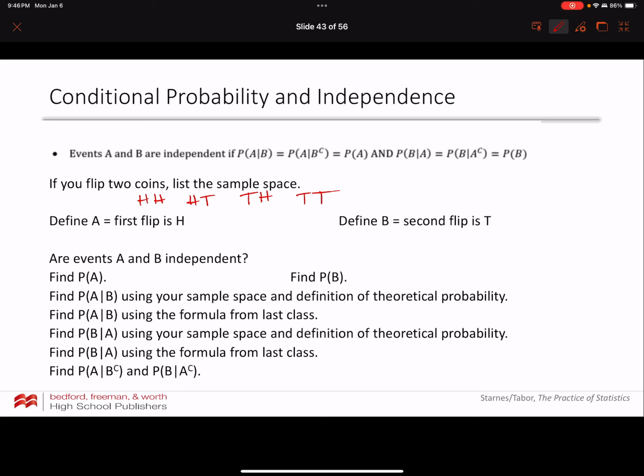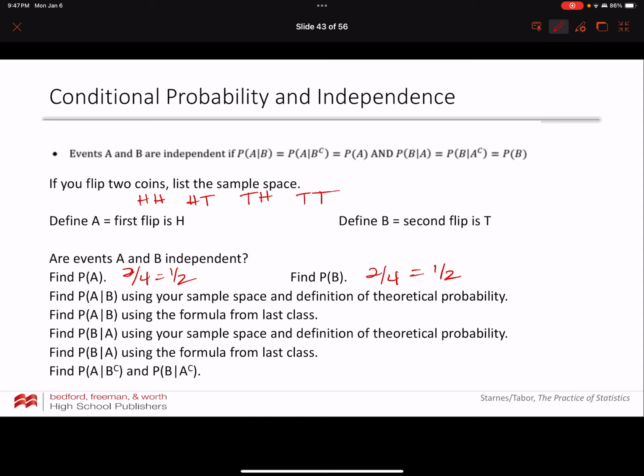So are these two events independent? Let's check. Again, I don't care what you think, right? We're going to do this mathematically. So find the probability of A. The probability of A would be from the sample space, the first flip is heads would be the first two possible outcomes, right? So it would be 2 out of 4, or in other words, a half. Find the probability of B that the second flip is tails. It would be the second outcome and the fourth outcome, right? So 2 out of possible 4 outcomes, or in other words, 1/2.